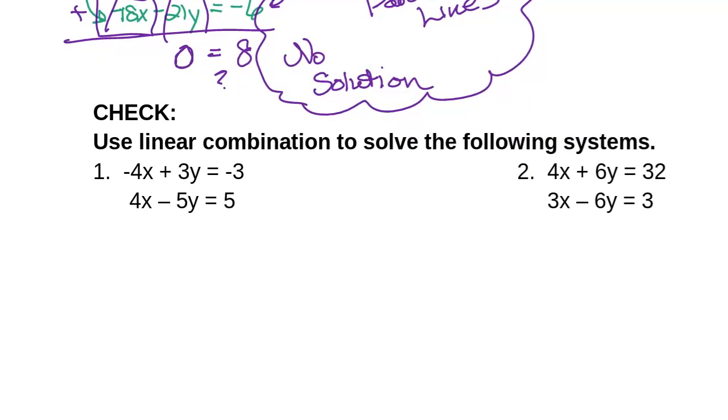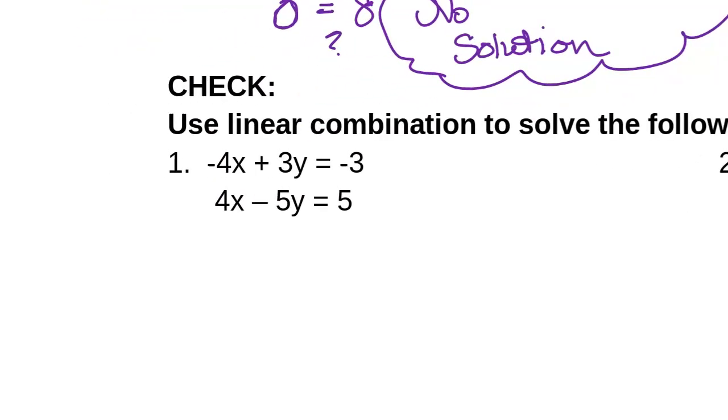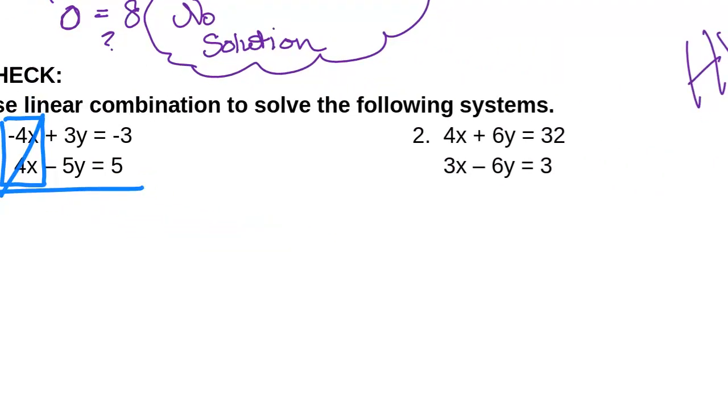If you can tell me which variables you would try to eliminate. So let's take a look just at number 1. Raise your hand when you can tell me which one you would eliminate. X or Y? Tiana, what would you say? X, yes, because those are already opposites, right? So those are going to cancel out quickly, and then you would solve for Y. We're not going to solve it, though. I know you could do that. So let's take a look at number 2.